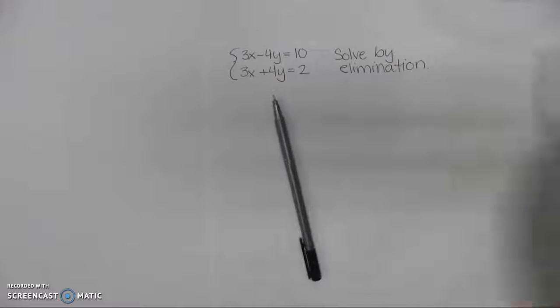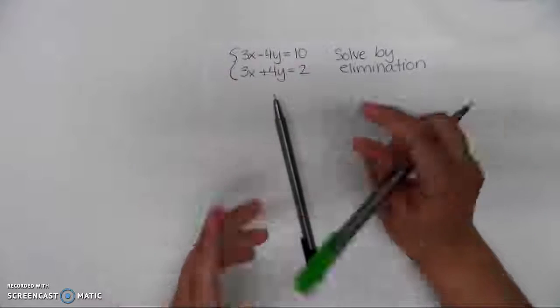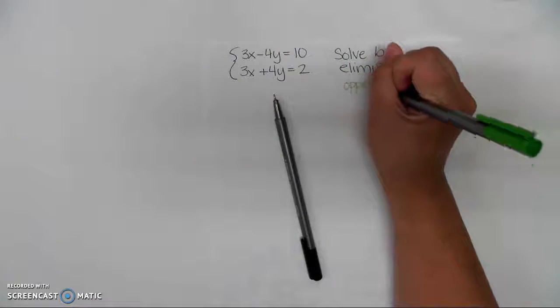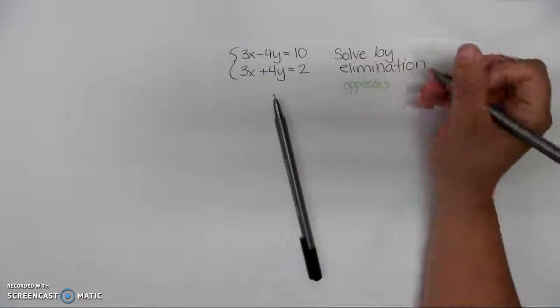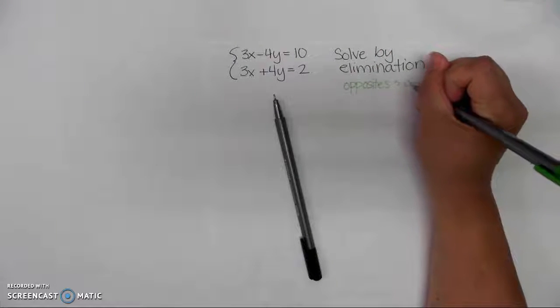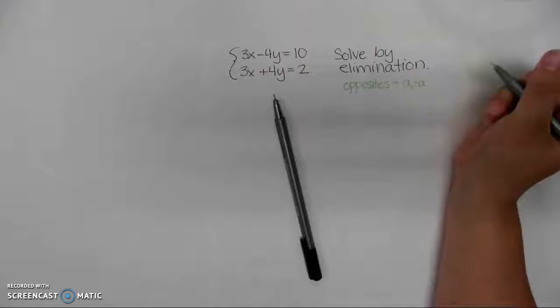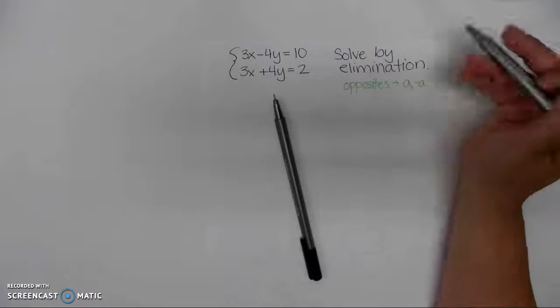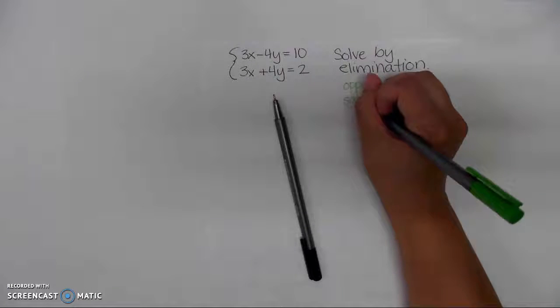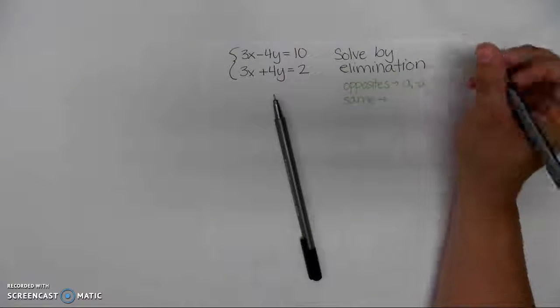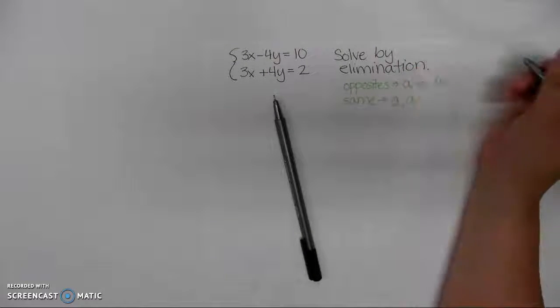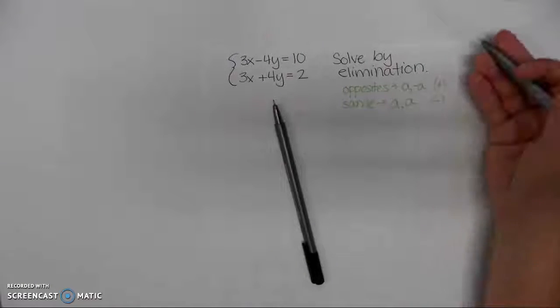So that means you're going to look for one of two things. You're either going to look for opposites, meaning A and negative A, right? So an opposite means opposite signs. Or you're going to look for the same number. If there's the same number, that means that A and A would be the exact same, so we're going to subtract.